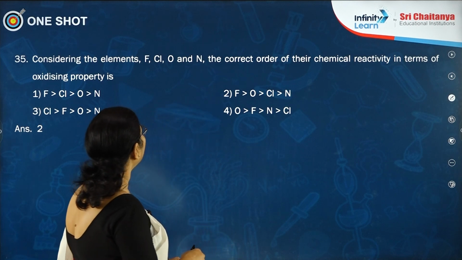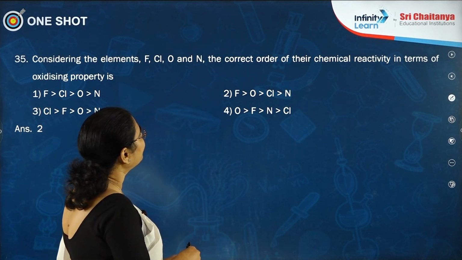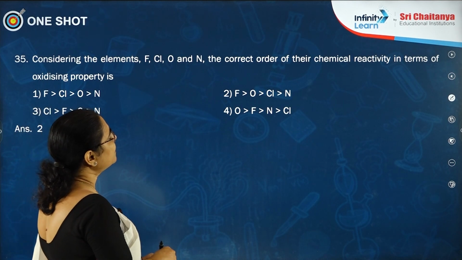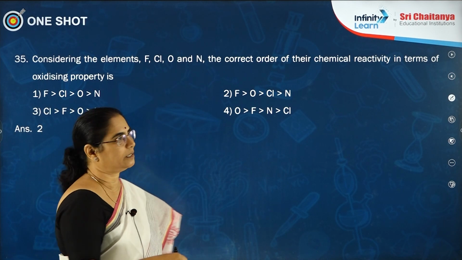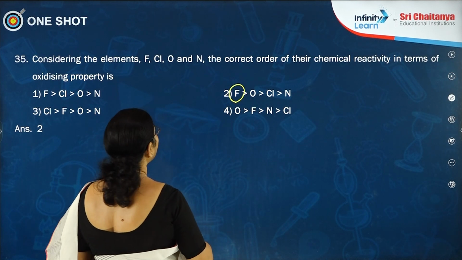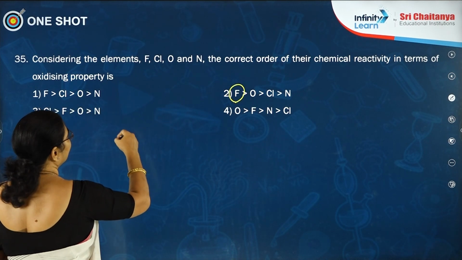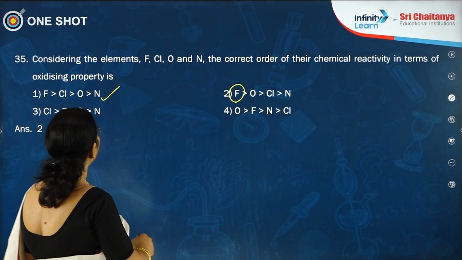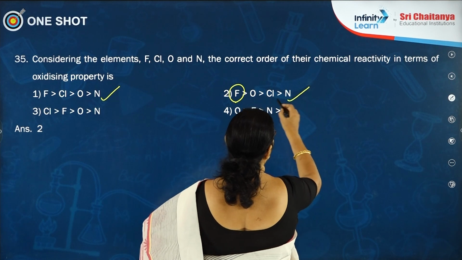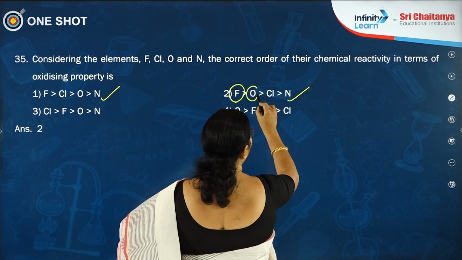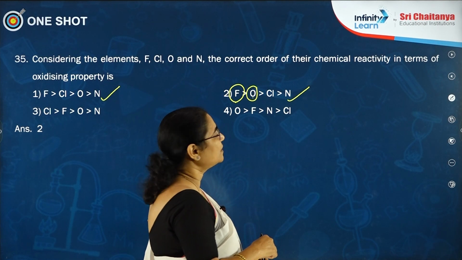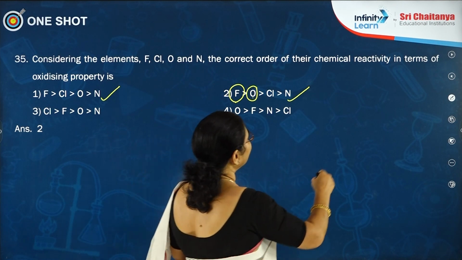Considering the elements fluorine, chlorine, oxygen, nitrogen, what is the correct order of their chemical reactivity in terms of oxidizing nature? Chemical reactivity is decided based on the electrode potentials. So the highest oxidizing nature is for fluorine, and there is a confusion between the first and second option. In our material they gave fluorine greater than chlorine, then oxygen and nitrogen, but that is not the correct order; this is the correct order. Because the electrode potential value is more for oxygen, when you decide by SRP values oxygen has a greater value than chlorine, so option 2 is the correct answer.